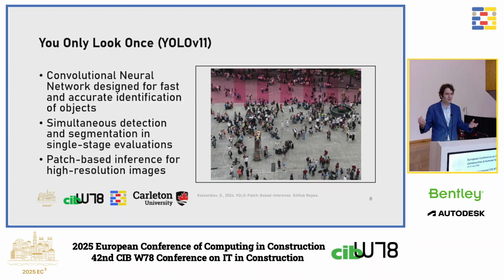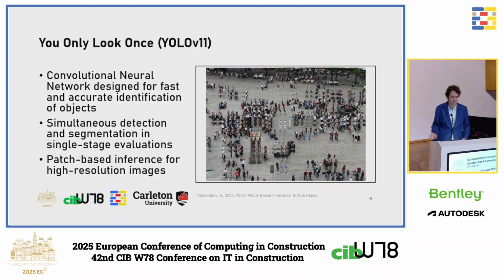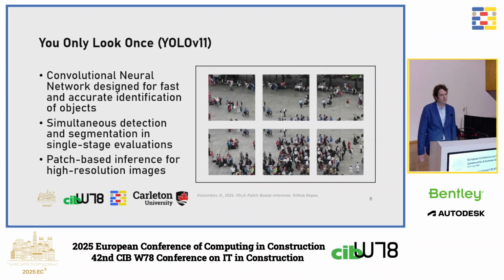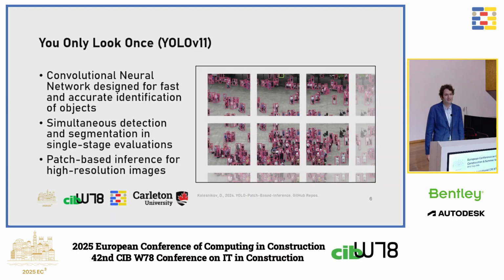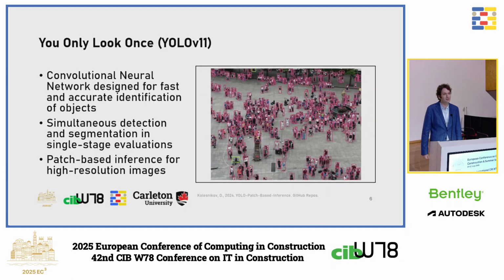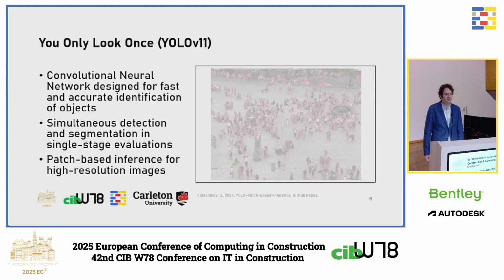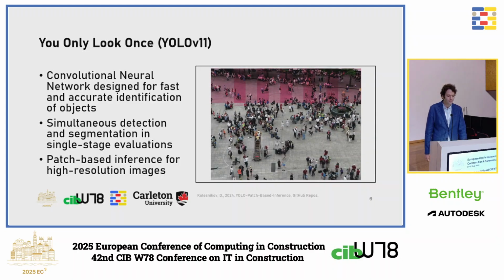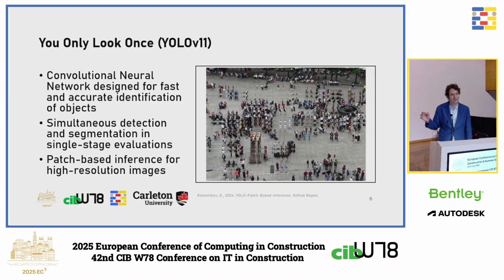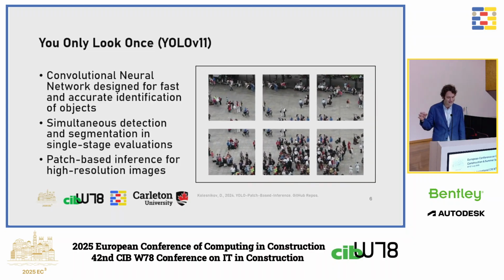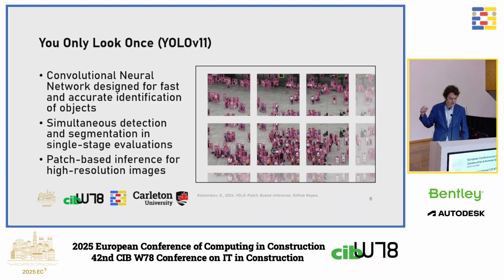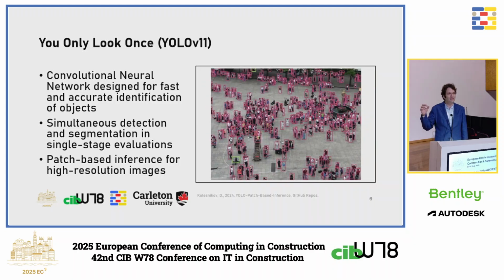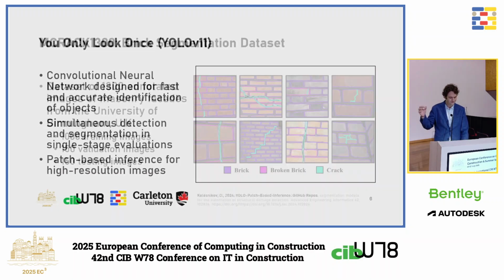So, as you know, you only look once. YOLO is a convolutional neural network that is designed to recognize objects within images and videos, and it is able to perform both object detection and instance segmentation simultaneously in single evaluations of the input data. However, for this study, we used a special implementation of YOLO version 11, which conducts inference tasks on high-resolution images by dividing them into tiles to detect smaller objects more easily and accurately.